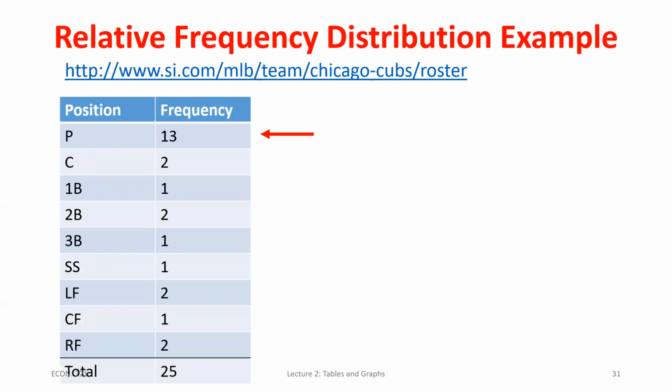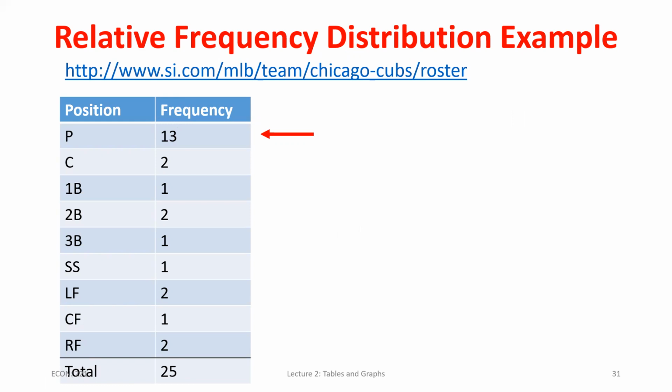I think I have the full roster data from whatever, I think this was 2015 or something. I just went through and counted the number of players in each position on the baseball team. How could I turn these into relative frequencies? Well, if I add my frequencies up, I get that there are 25 players on the roster. So to turn these into relative frequencies, I would just do what?